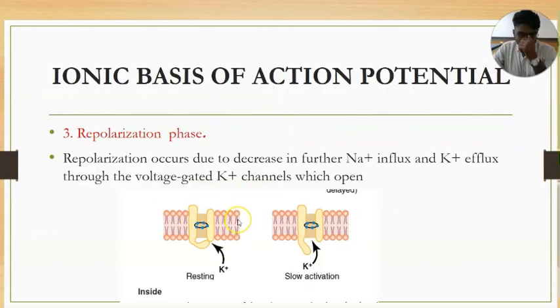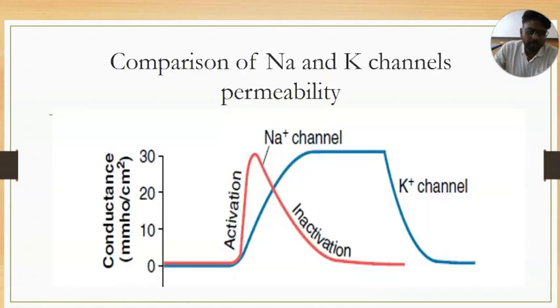The same happens for potassium, but potassium has only one gate, which is on the inside of the cell. When this is activated, potassium comes out of the cell, from inside to outside, which leads to the development of the repolarizing potential, right?